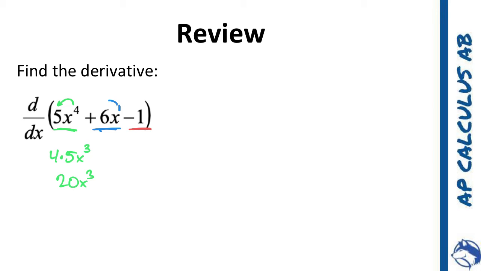This is x to the first power, so then it would be 1 times 6, or just 6, and then x to the 0 power is just 1. And then the derivative of any constant is just 0. So what we end up with is 20x cubed plus 6, which is equal to my derivative.